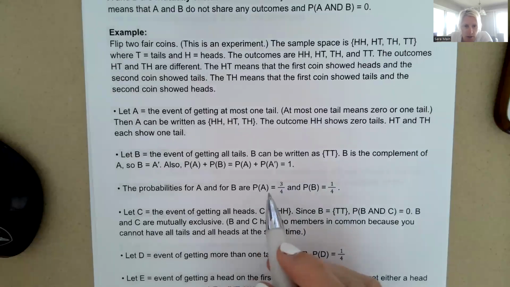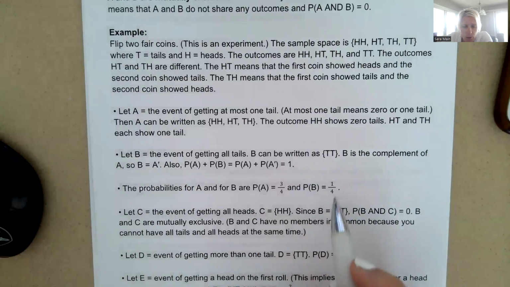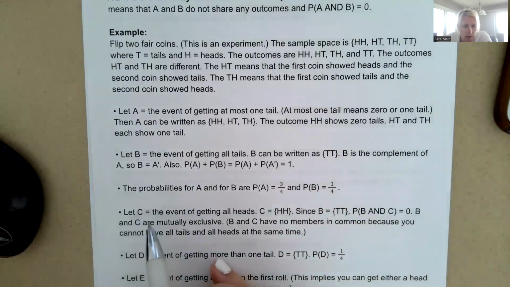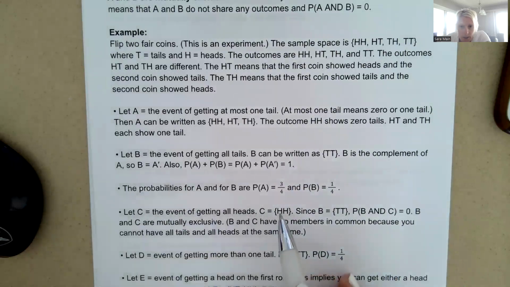And we can show here that the probability of A is 3 out of the 4 outcomes, and the probability of B is 1 out of the 4 outcomes. Let C be the event of getting all heads. That would be HH. Since B is tails, tails, the probability of B and C is equal to 0. B and C are mutually exclusive. You cannot get all heads and all tails at the same time.